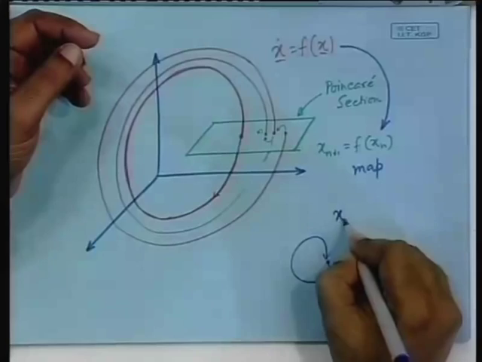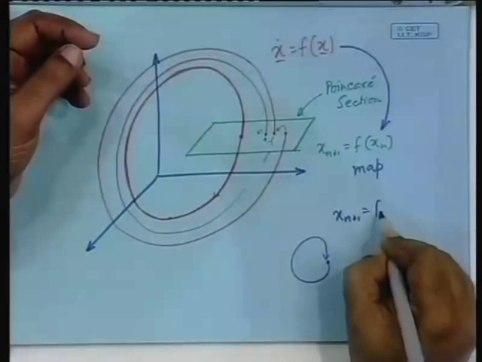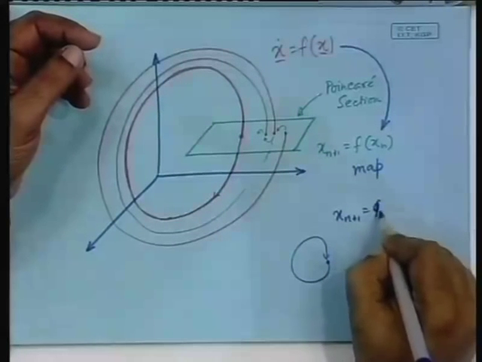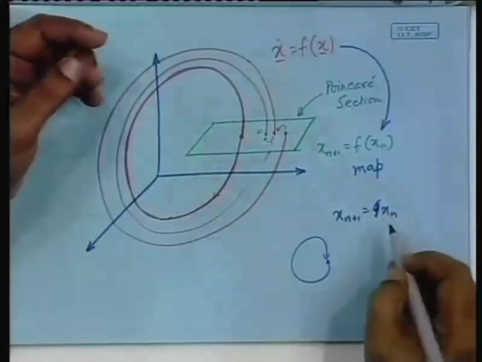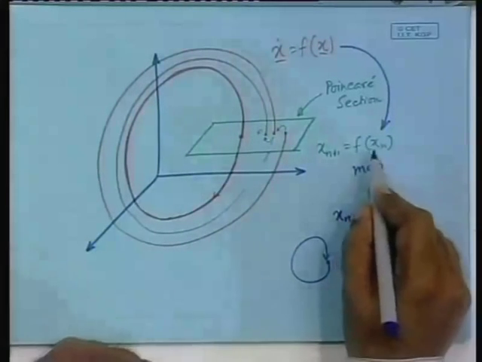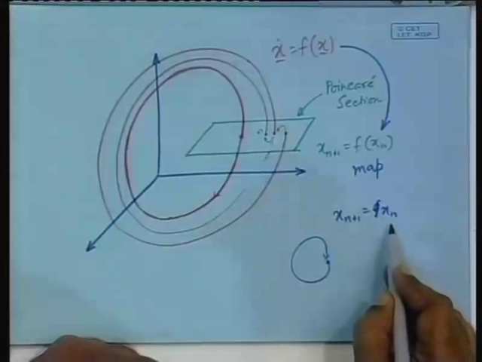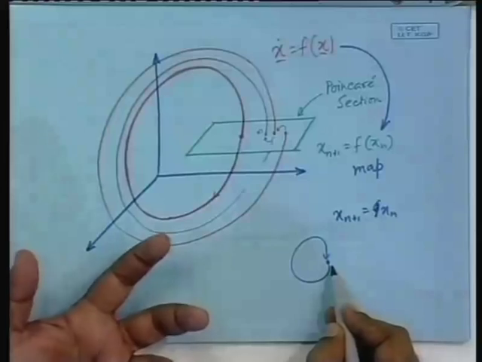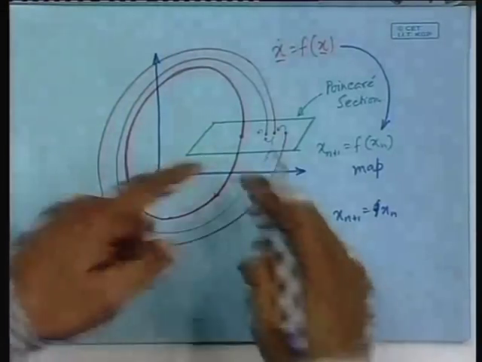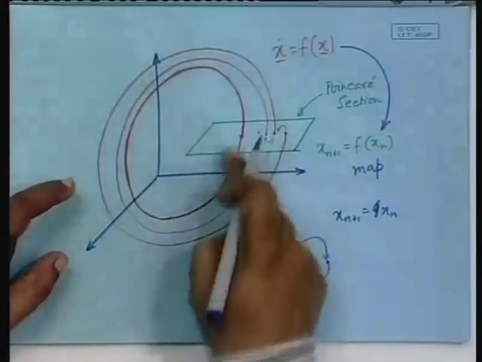In other words, x n plus 1 is equal to x n. Okay. So, this was actually f(x n), if that happens to become equal to x n, that is the equilibrium point, and that will be related to the limit cycle in the continuous time.